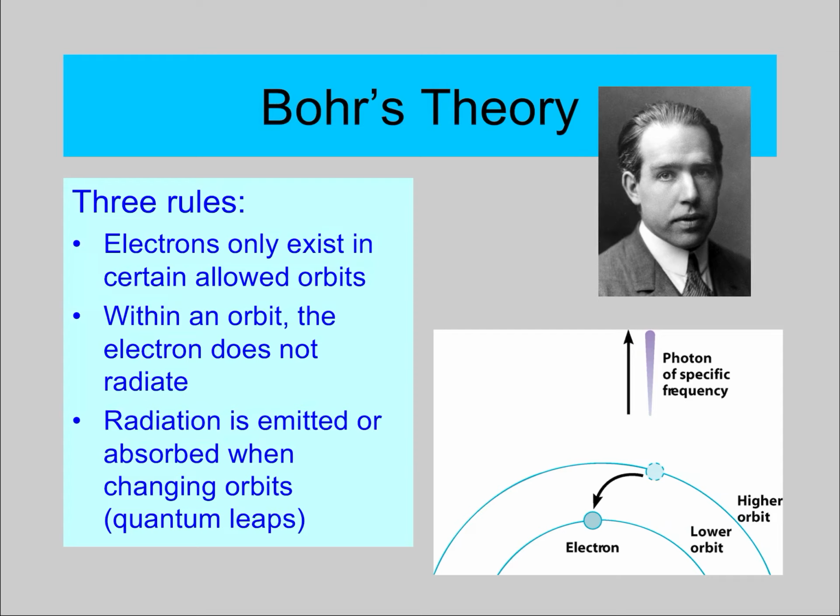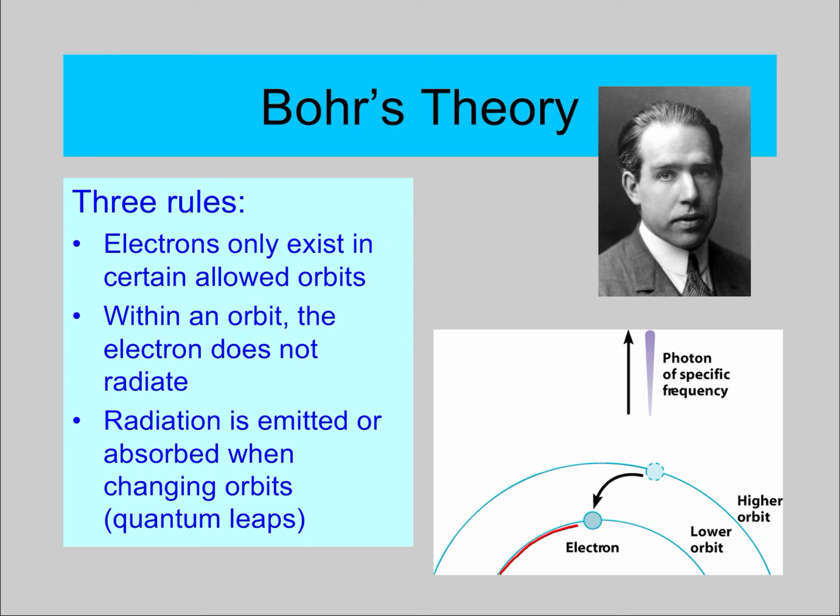So Niels Bohr was a younger scientist. He actually visited Rutherford's lab and was inspired by what Rutherford was doing in his research. And so then he later developed his own theory, which was centered around 3 rules. The first rule was that electrons can only exist in certain allowed orbits. They can only live in these orbits, these shells, and they can only live in specific ones. They can't just pick anywhere.